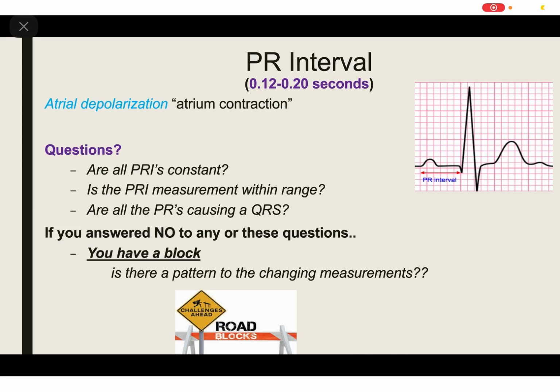All right, so the P to R interval. How long should our P to R interval be? Well, it should be no greater than one large box. So what do I mean by that? Do you see all the small boxes here on the right and then the one big box that's in there? If it's greater than one big box, then there's a first degree block. But if it's narrower than in that span of time, then that's usually a normal P to R interval.